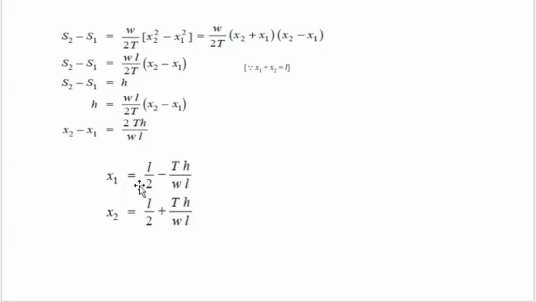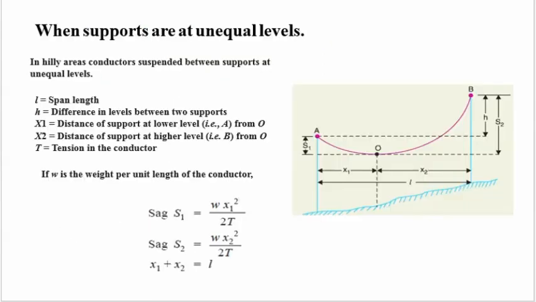Now the value of H1 will be equal to L over 2 minus TH divided by WL, and the value of H2 will be equal to L over 2 plus TH divided by WL, and this H1 is the distance of point O from point A, and H2 is the distance of point O to point B.